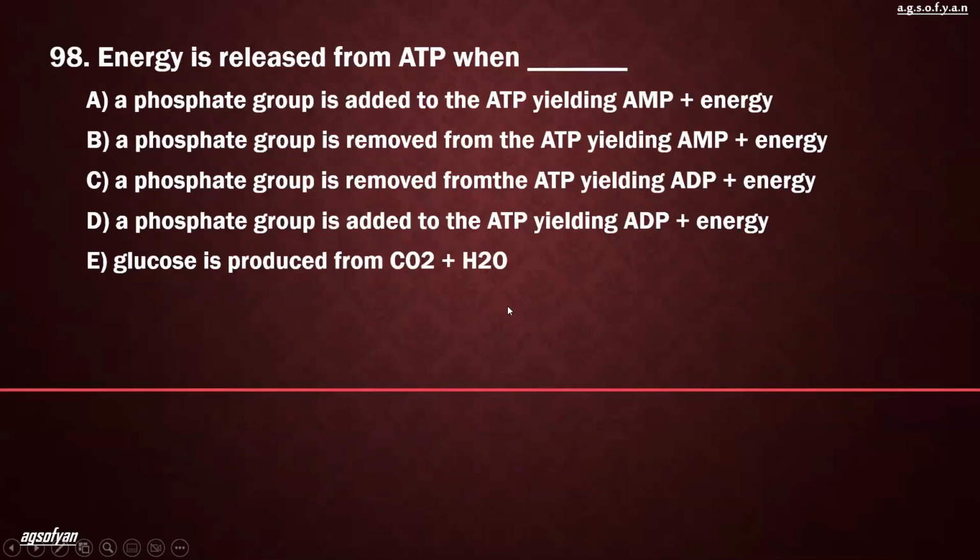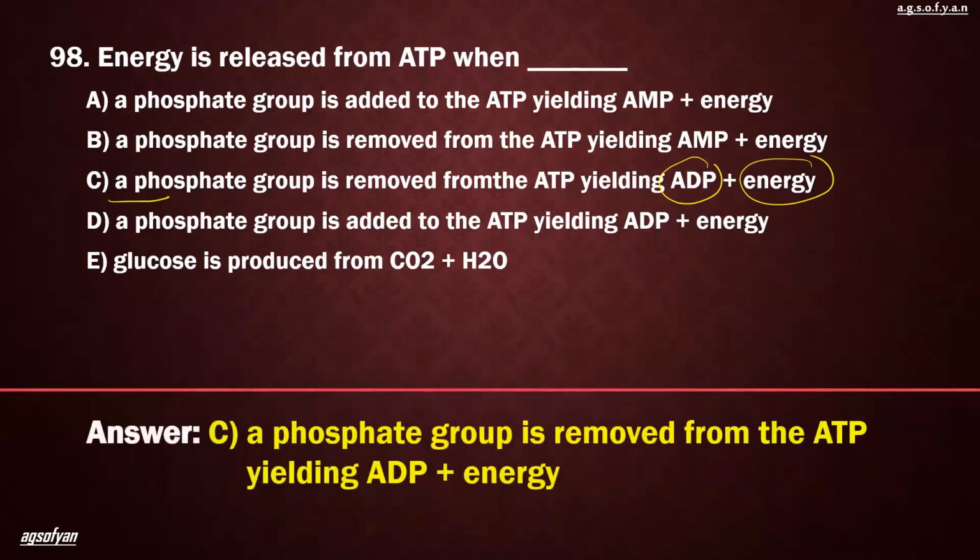Energy is released from ATP when, I think we skip this one. Okay, when ATP releases or removes the phosphate, yielding ADP and the energy. Okay, so that's the answer.